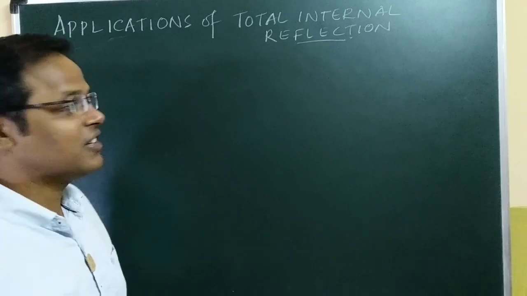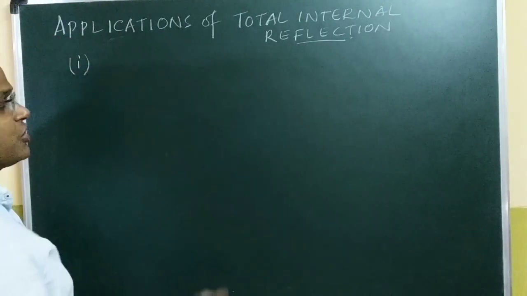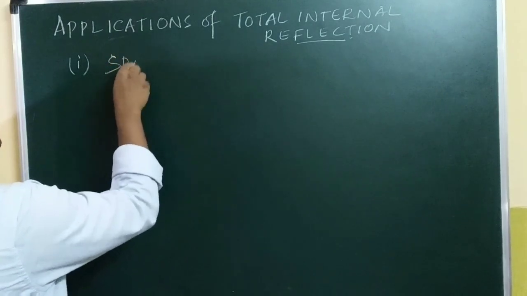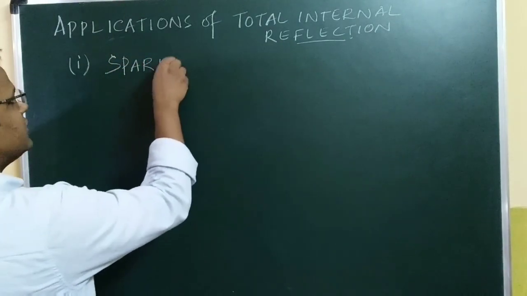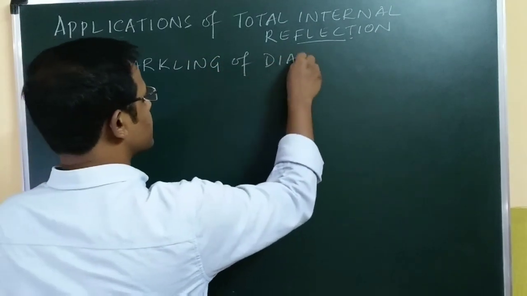Applications of total internal reflection. We will first of all discuss the first question: the sparkling brilliance of diamonds. Sparkling of diamonds.